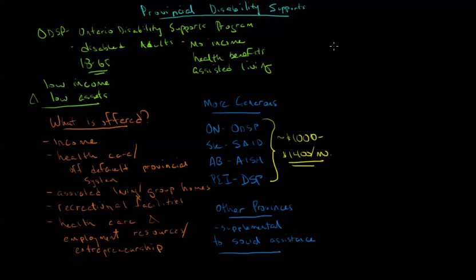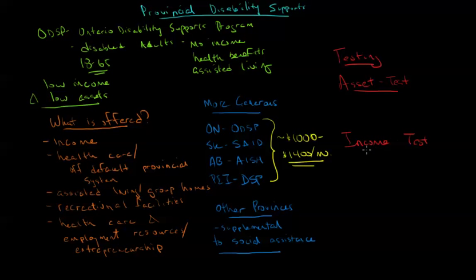Now, we have some testing that has to happen here. So in addition to being disabled, there's also the requirement here, and this is pretty standard across the provinces, that you meet an asset test and that you meet an income test.